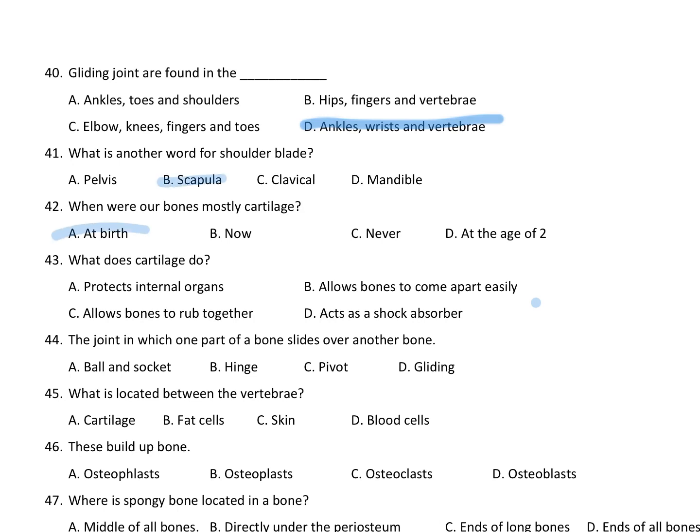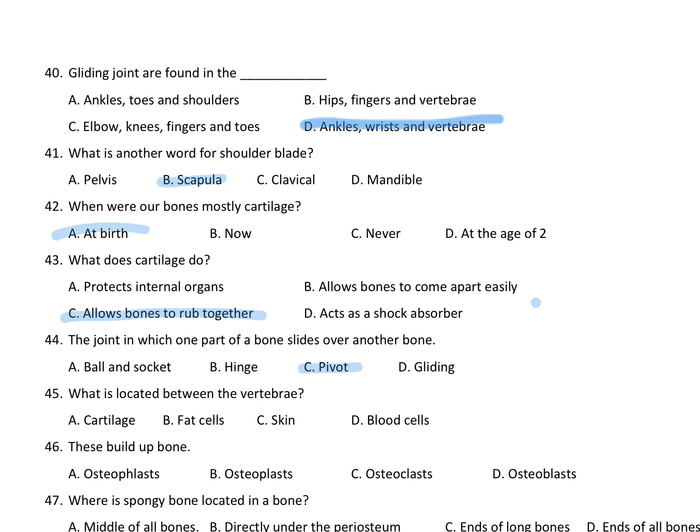All right, at birth, we have mostly cartilage. And then cartilage allows bones to rub together, right? That's not really the shock absorber that we said was the synovial fluid. The pivot joint is going to rotate. So when you look at your wrist, right, thumbs up to thumbs down, we know that we have the radius that's rotating around the ulna.